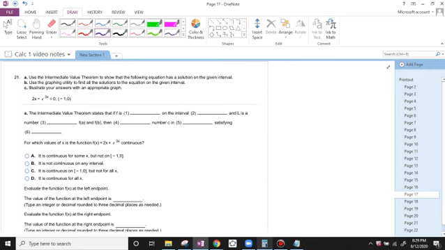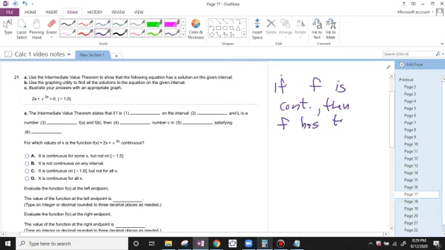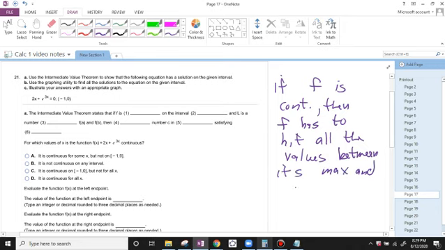(21) The intermediate value theorem says that if f is continuous, then f has to hit all the values between its max and min.